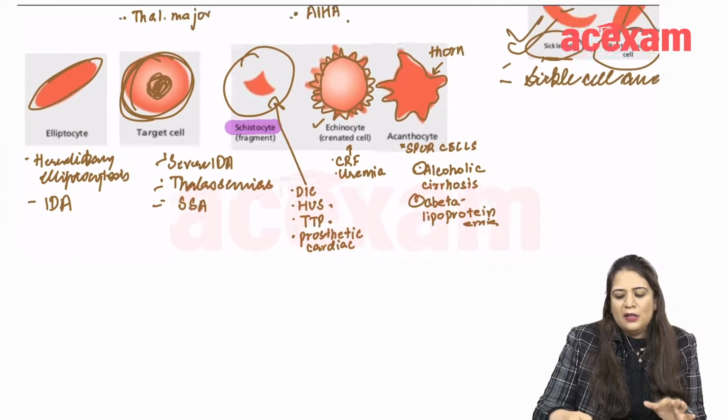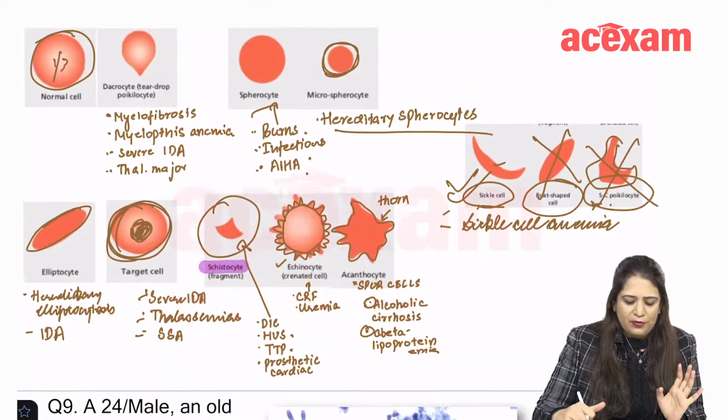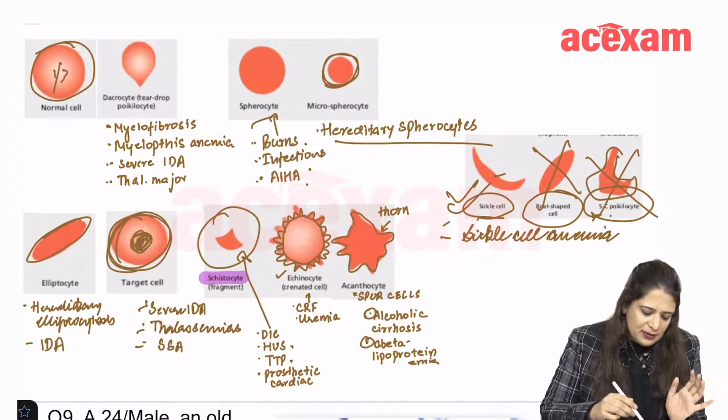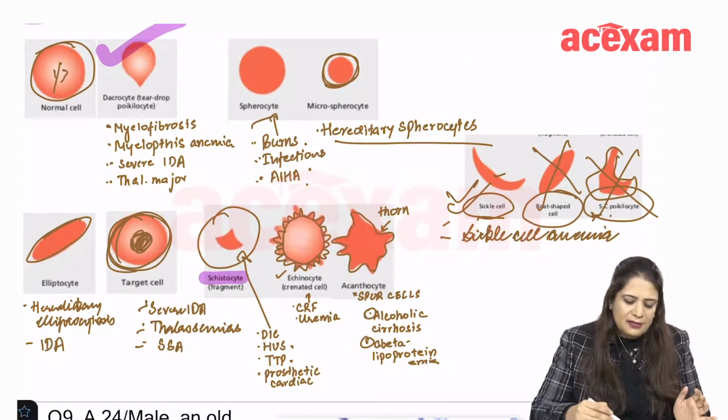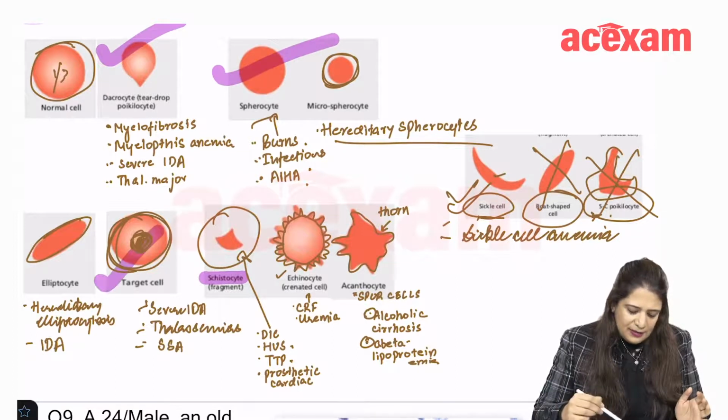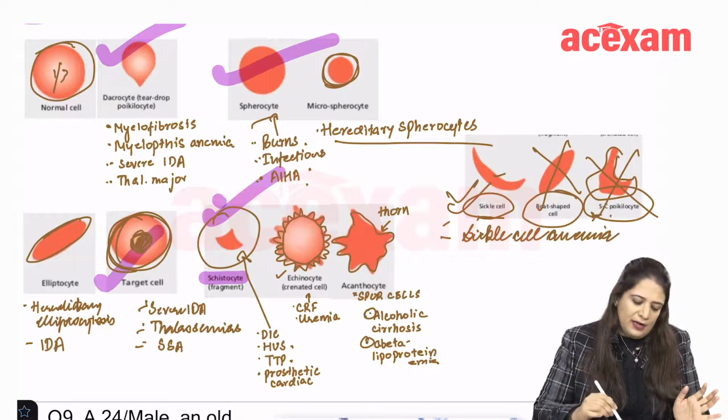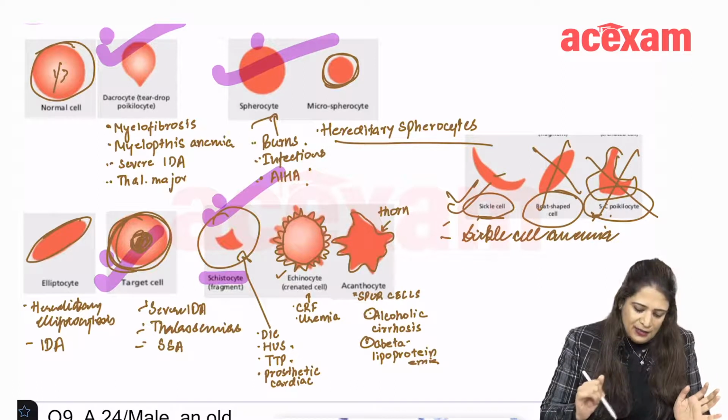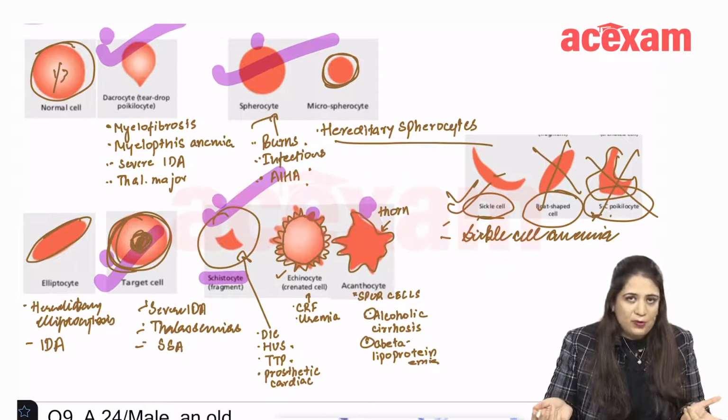Perhaps the only thing, if you remember, the most important ones are these dacryocytes, spherocytes, target cells and schistocytes. Please don't forget at least these and their causes. Rest, it would be good if you can remember.